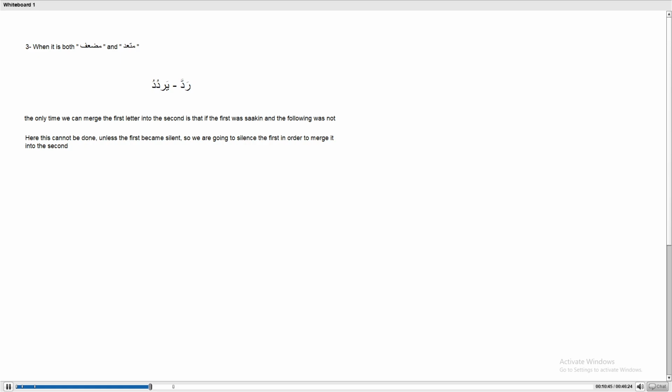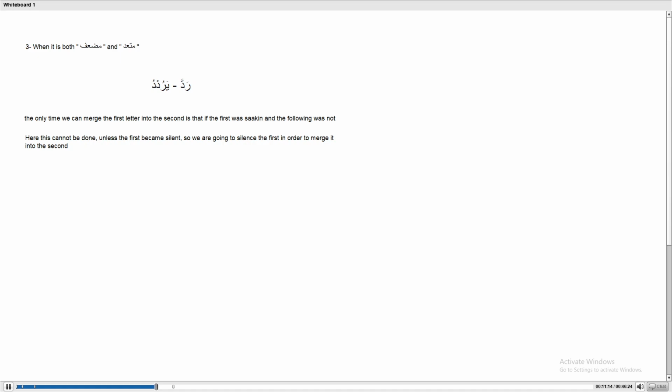So instead of saying yardudu, we're going to say yarudd. Yani we moved the dhamma from the first dal to the preceding letter, which is the ra, so that we say yarudd, like so. Now in yarudd, we have what we wanted.